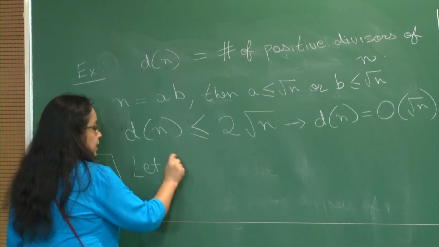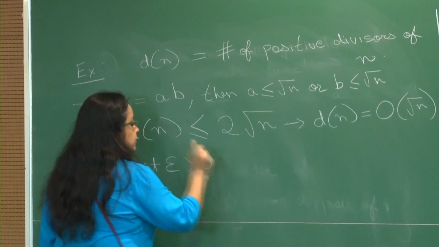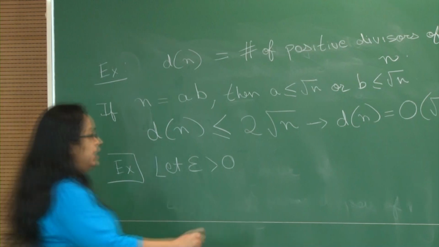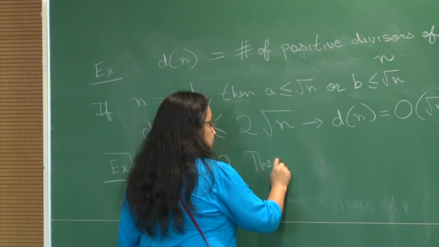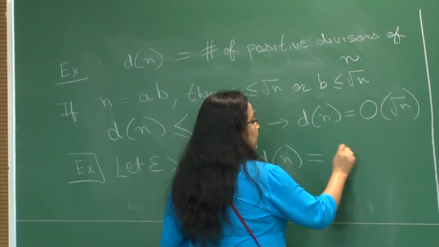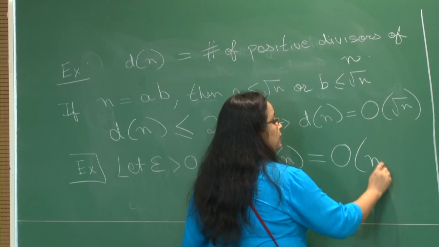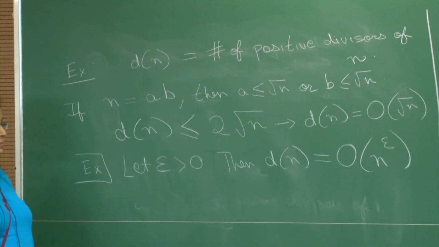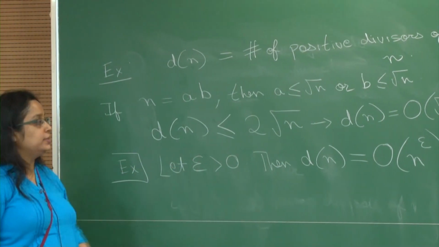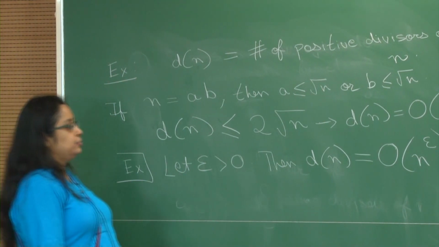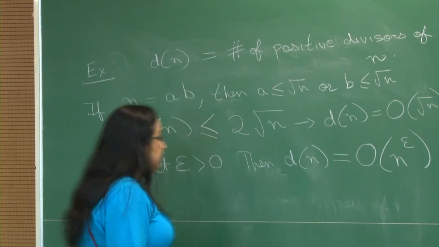Let epsilon be any positive number, however close you want it to be to 0. Then you can show that d of n is O of n raised to the epsilon for any such epsilon, whatever epsilon you may choose, 1 over 10th, 1 over a million or whatever. So, it can be made very, very small.